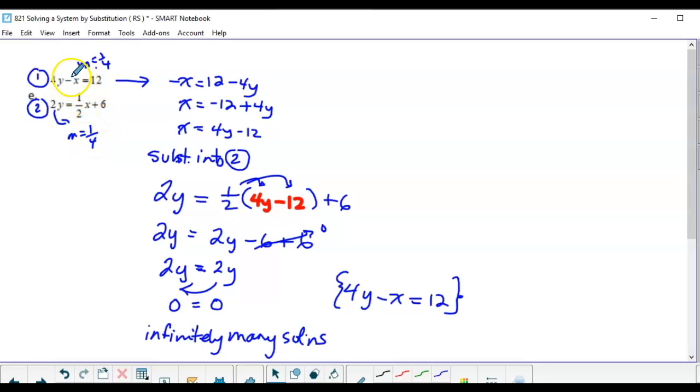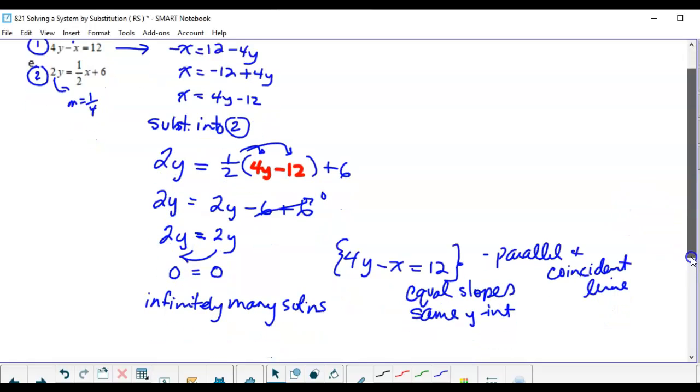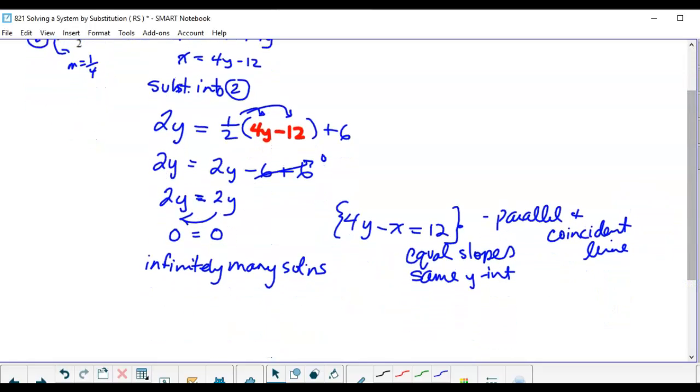And then when we divide this by 4, we get 3. When we divide 6 by 2, we get 3. So the same y-intercept. So equal slopes, same y-intercept. Okay, and so we call these parallel and coincident lines. Co means together, incident means they run into each other. So co all the way along the line. So infinitely many points of intersection.